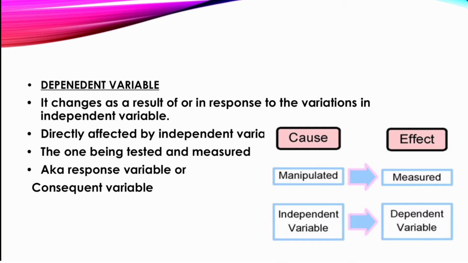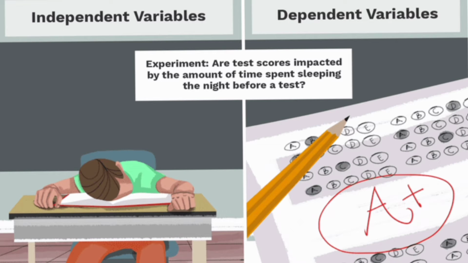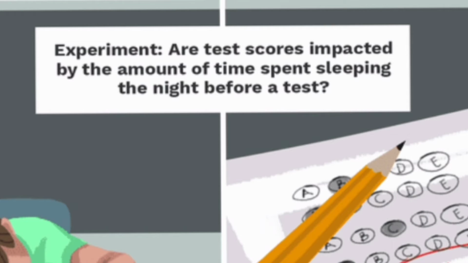Here we can look into an example. The research question is whether test scores are impacted by the amount of time spent sleeping the night before a test. So here basically we are checking whether the time we sleep affects our marks in examinations. Here the independent variable is the sleep and the dependent variable is the test scores or the marks, because we are actually manipulating the time of sleep and measuring the effect it has on the test scores acquired by the students.